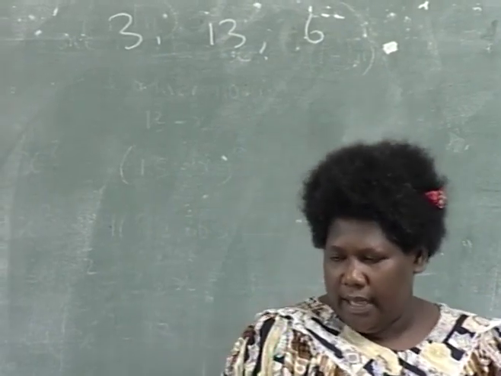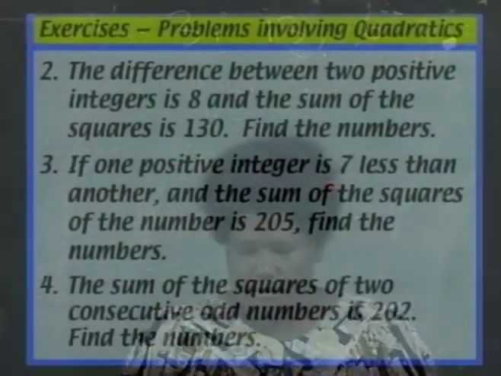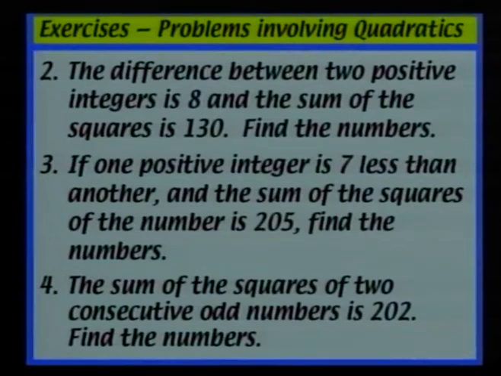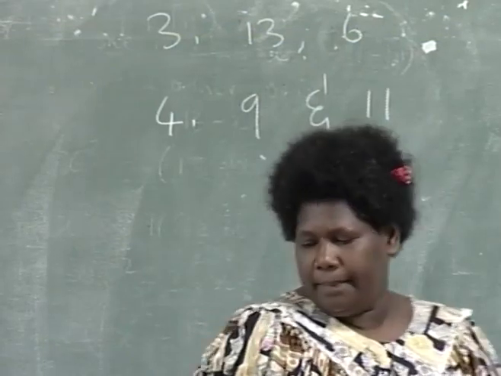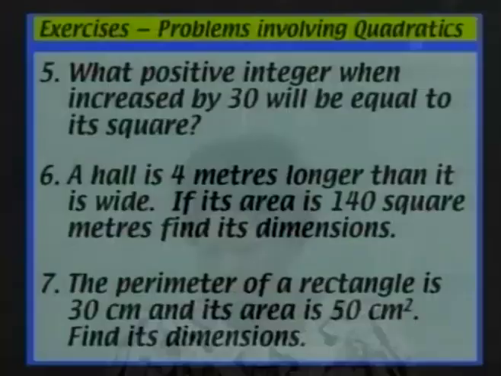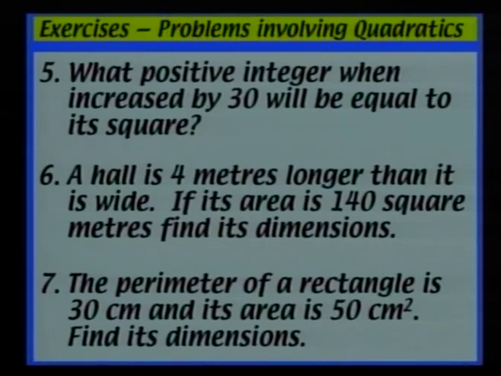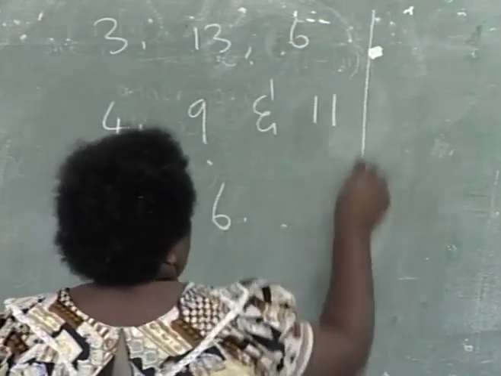All right, number 3, Kila. Sorry, number 4. 11 and 9. Okay, 9 and 11 are the 2 answers for question 4. Correct? Question 5. Let's start. A positive integer when increased by 30 will be equal to its square. The number is 6. Okay. Number 5, the answer is 6.